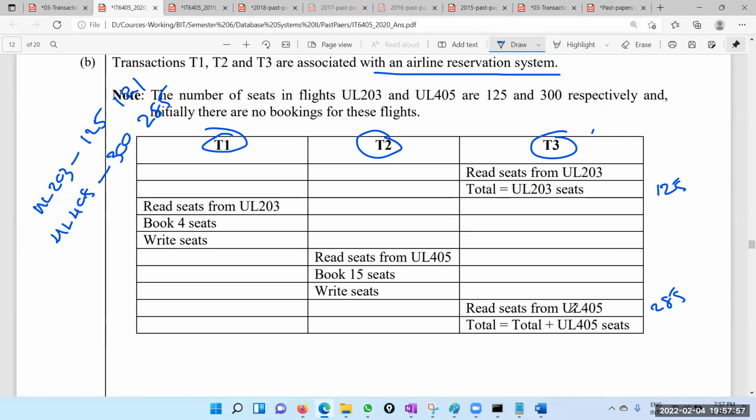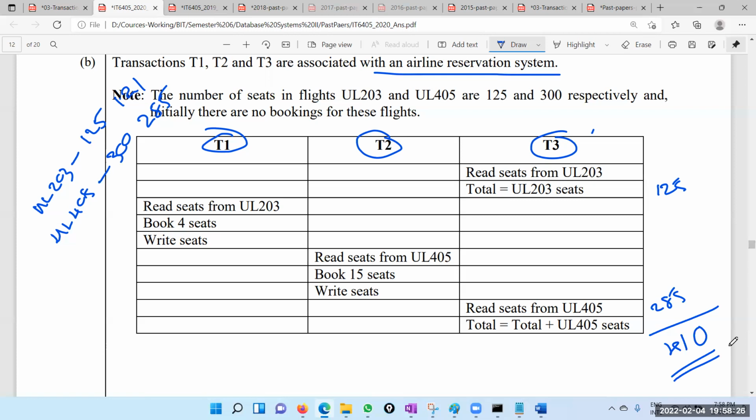Right. So now you're adding that to the previous total. So therefore your final total is 125 plus 285, 410 seats. Right, 410 seats. So what is it trying to find out? I think it is trying to find out what is the available number of seats.